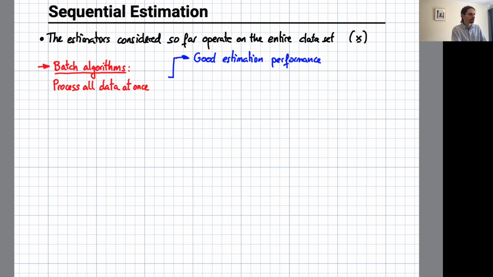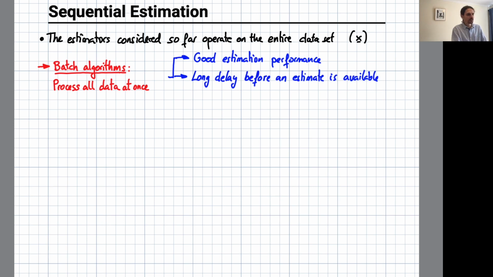Of course, using the entire data set is beneficial in terms of estimation performance, such as, for instance, in terms of MSE, right? And the reason is obvious, right? If we have all the data at our disposal, we will not be doing worse than if we just have part of it, right?